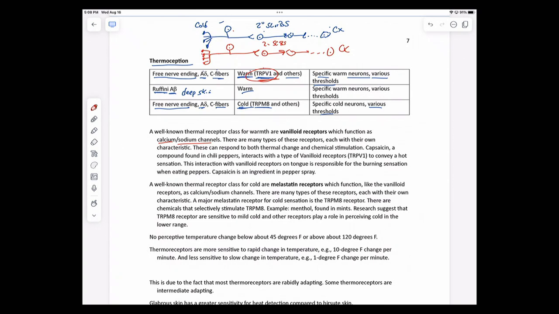So the TRPV1 is a type of receptor, and it is under the class called vanilloid receptors. So vanilloid receptors is an umbrella class of receptors. Within the vanilloid receptors, one of them is going to be your TRPV1. Like I said, there are others. And they're going to be, again, sensing warm temperatures. Now, what's really interesting about this is not only can the TRPV1 receptors respond to change in temperature, they can also respond to chemical stimulation as well. So you all know there are certain creams that you can buy. You put it on your skin, and it makes your skin feel warm.